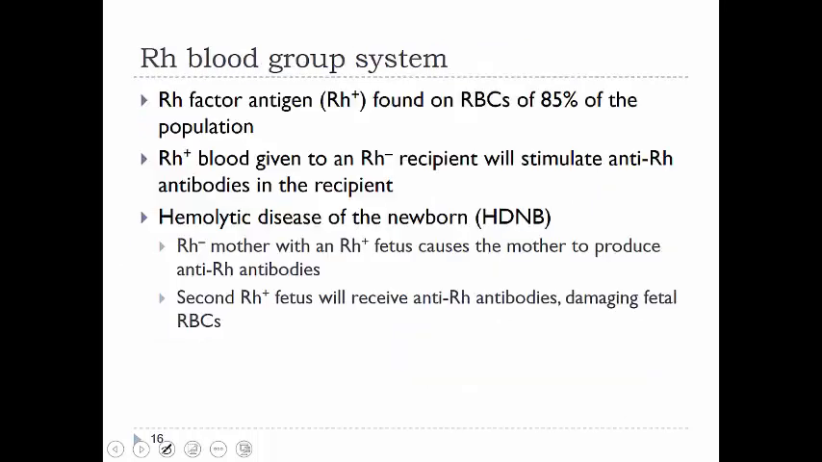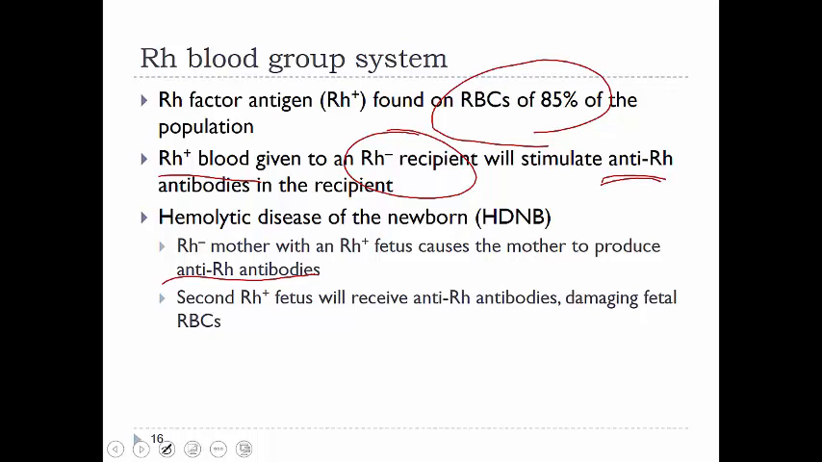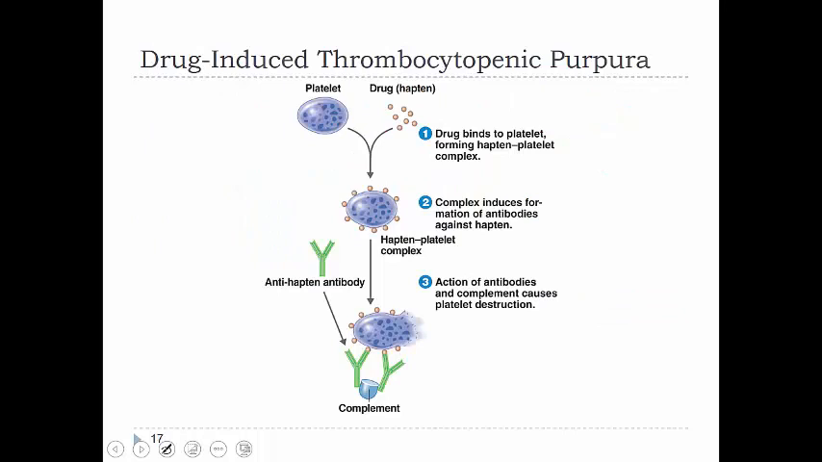So the Rh, again, it's found on the RBC, so the plus is found on 85%, they think, of the population. If Rh plus blood is given to an Rh minus, then that stimulates the anti-Rh and will destroy those red blood cells. So hemolytic disease of the newborn is where, again, a mother that's minus and a baby that's positive would cause the anti-Rh antibodies, and the second Rh positive fetus would be damaged.